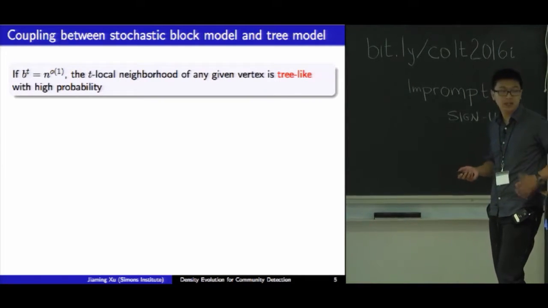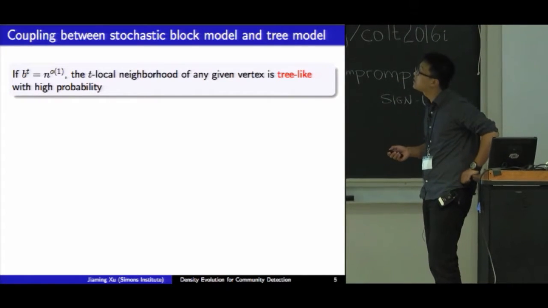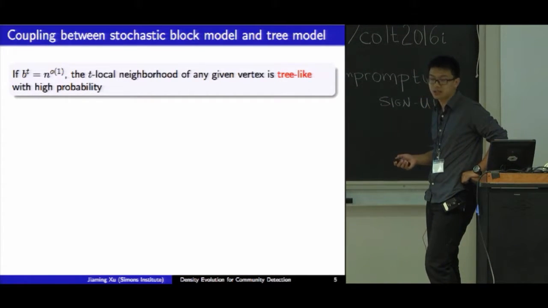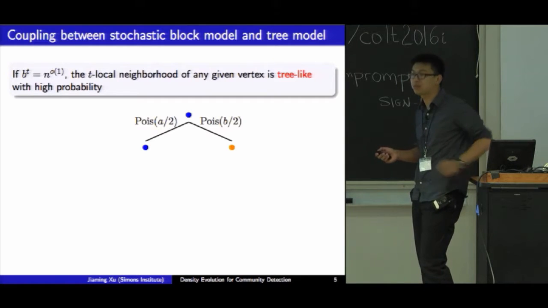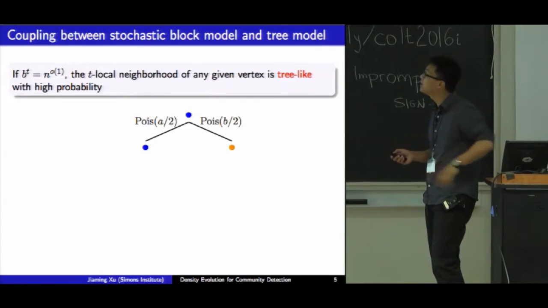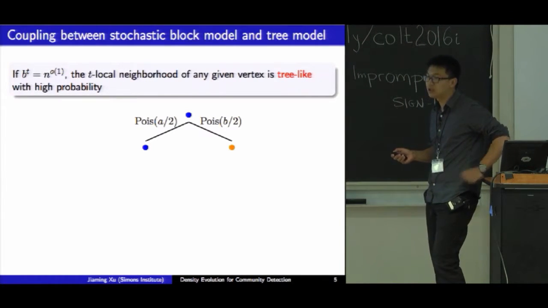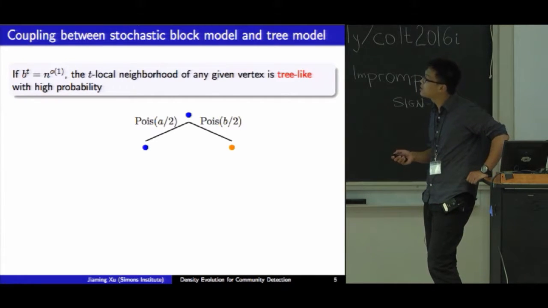So the one key and very well-known fact is that if the average degree goes to infinity not so fast, then the local neighborhood of any given vertex is a tree with high probability. In particular, it can be coupled with the following very simple two-type branching process. Here I use the blue node to denote a node in one community, and the orange node to denote a node in the second community. Then suppose the color of the root node is chosen uniformly at random, and suppose it is blue, then it will generate a Poisson number of children with blue labels and orange labels with rates given by A over 2 and B over 2.